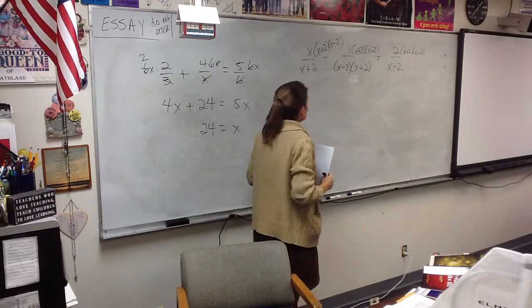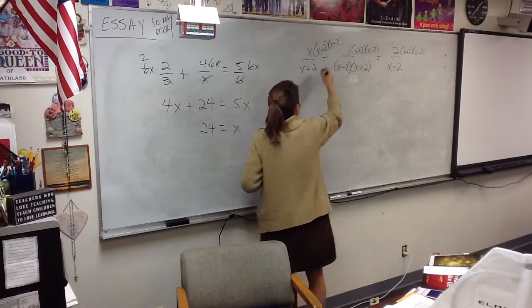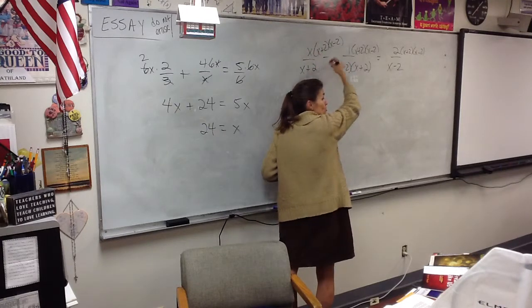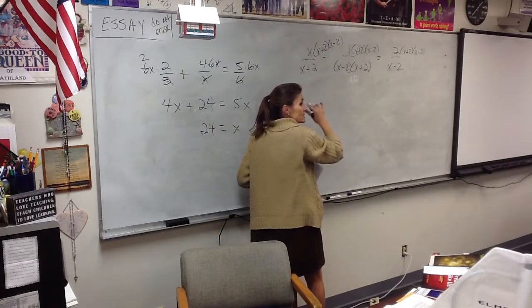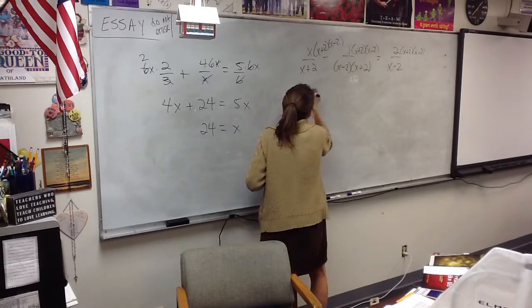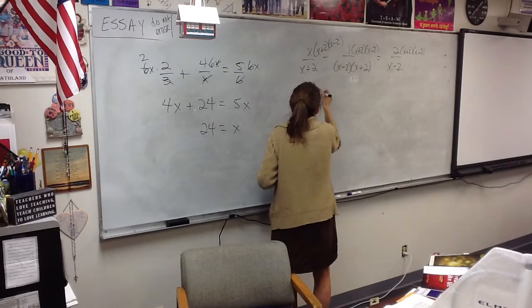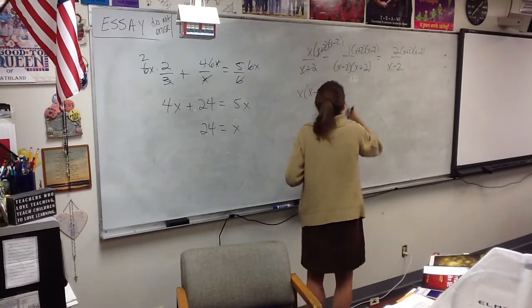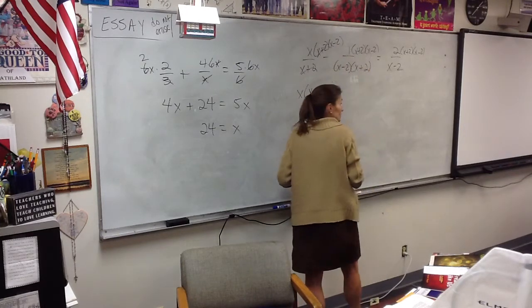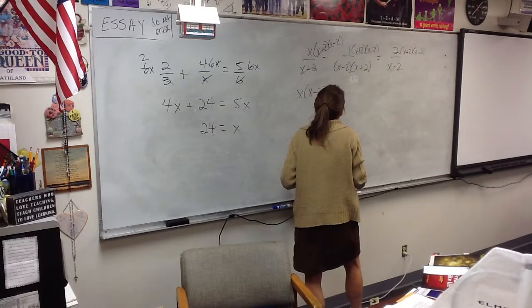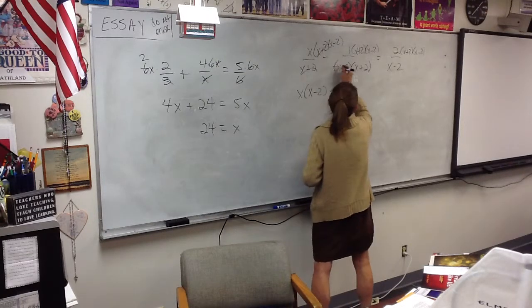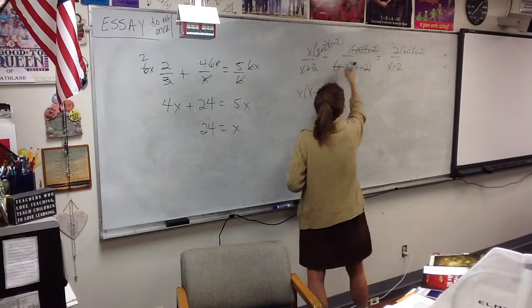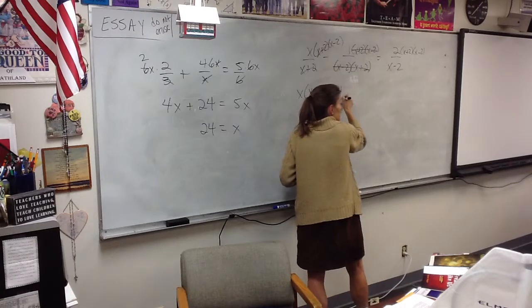What am I going to be left with here in my very first term? What's left after I do my canceling? x times the quantity x minus 2. Perfect. What's left in the middle here? Just 1? These are canceling, so all I have left is minus 1.